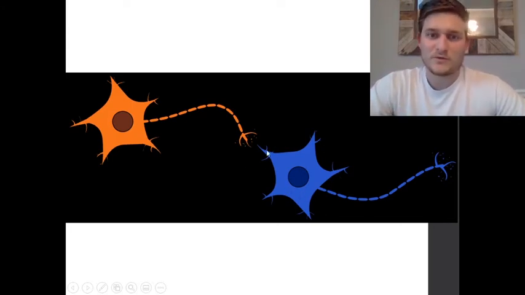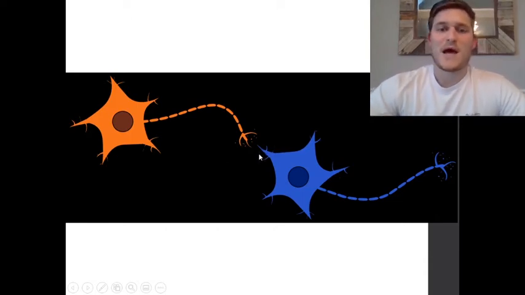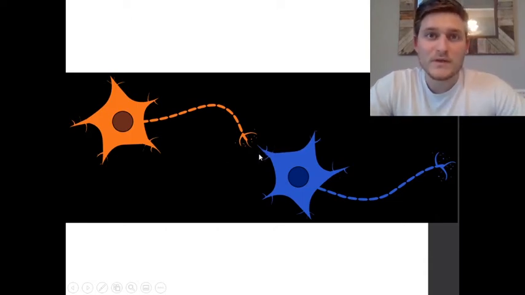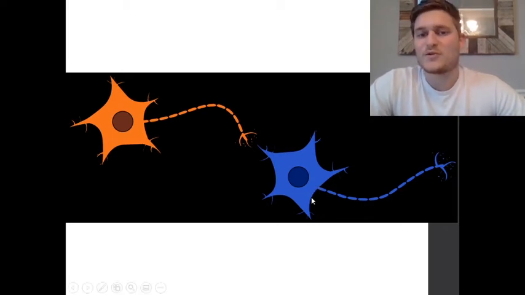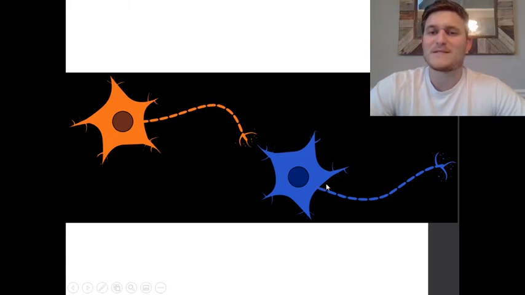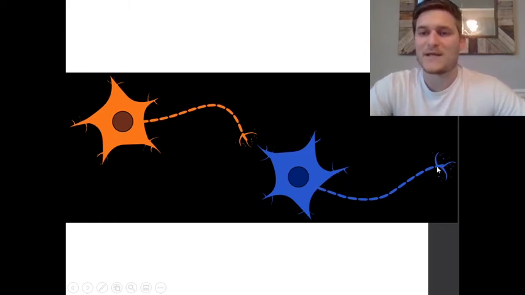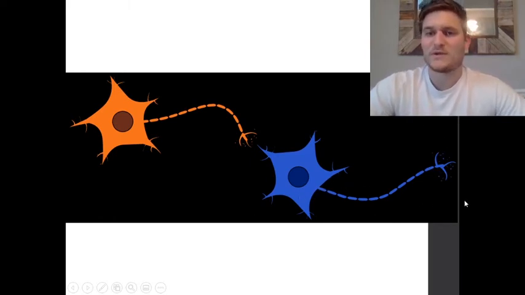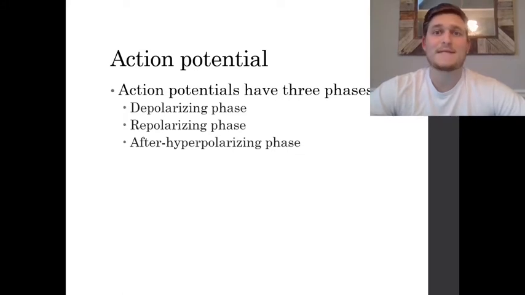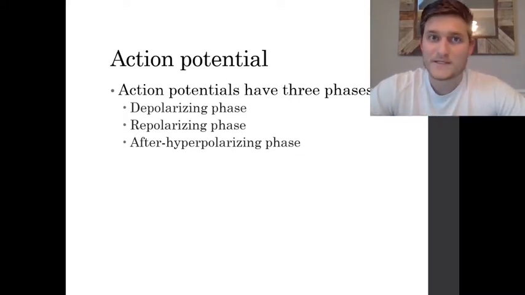So certain neurotransmitters will bind to those receptors. Ions will enter the neuron and depolarize it. And then again, if we reach that threshold, that negative 55, that message is going to be communicated down the axon, and then neurotransmitters are released. But let's dive a little bit deeper into how that transpires. So the action potential has three phases: a depolarizing phase, a repolarizing phase, and then an after hyperpolarizing phase.